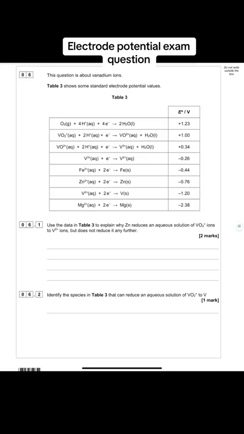A-level chemistry students, one of the main questions that you will see in paper 1 is questions related to electrochemical cells and electrode potential. So this is a past paper question. Let's go over this question to have some good exam technique and to set up some of the main rules that will help you to answer these type of questions.